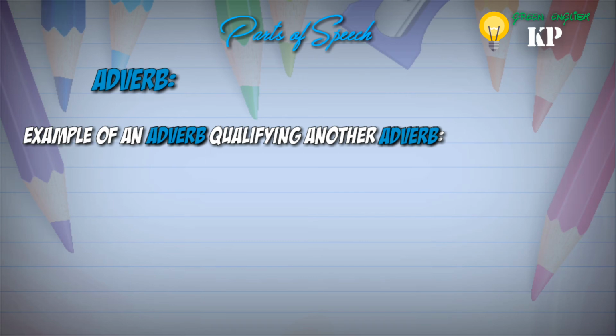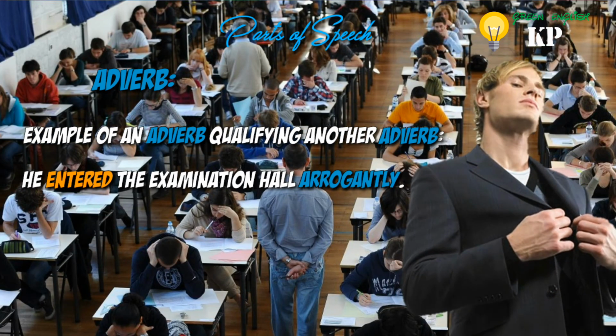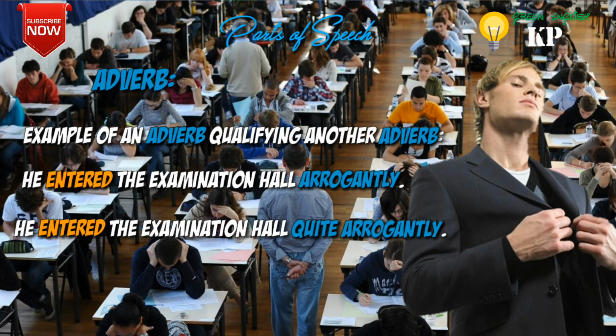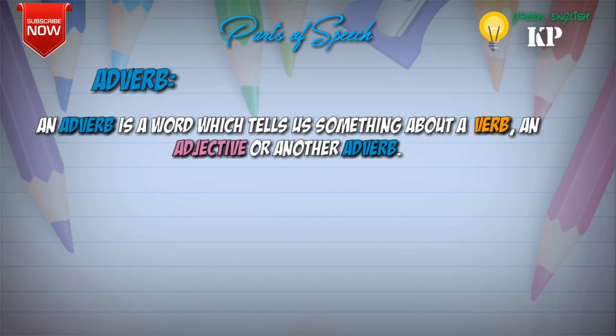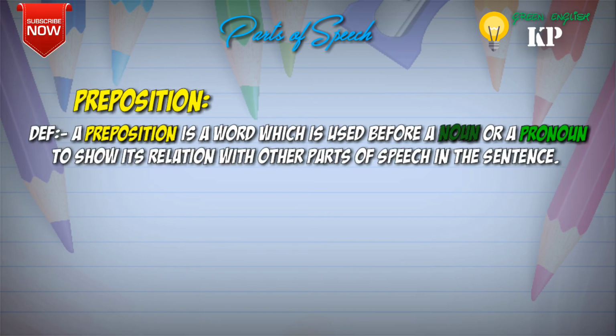Example of an adverb qualifying another adverb: he entered the examination hall arrogantly. The word arrogantly in this example is an adverb which modifies the meaning of the word enter, which is a verb. Now that we know that the word arrogantly is an adverb, let's consider this example. He entered the examination hall quite arrogantly. In this particular example, the word quite is an adverb which modifies the meaning of the word arrogantly, which is also an adverb. So we know that an adverb is a word which tells us something about a verb, an adjective, or another adverb.